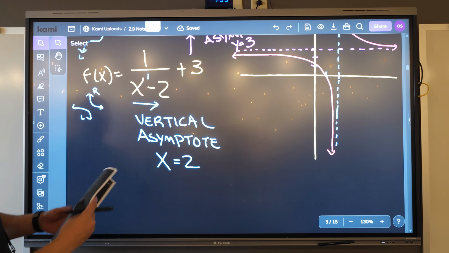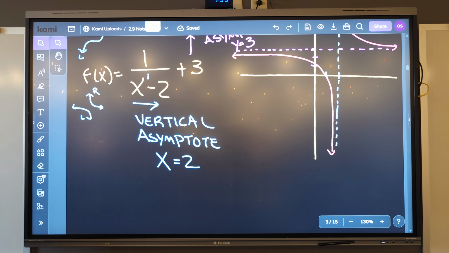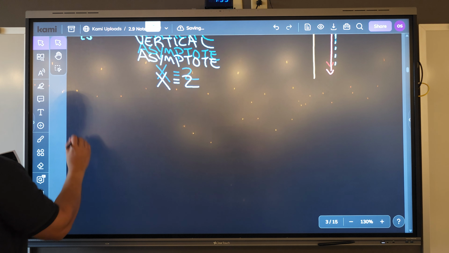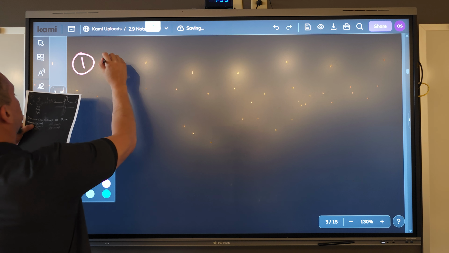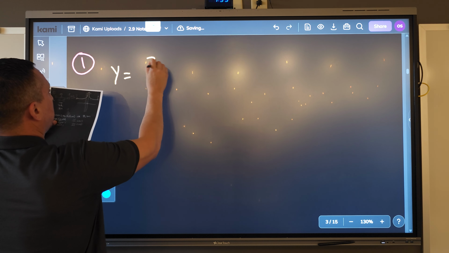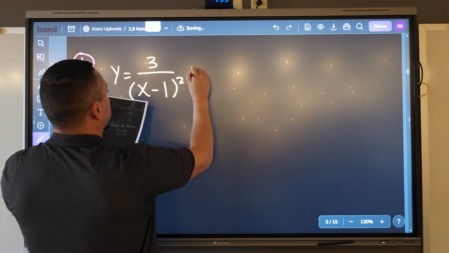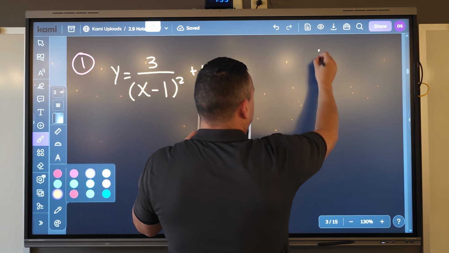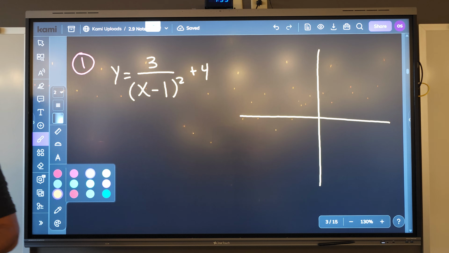Okay, so let me have you sketch one of these. All right, number 1. Let's say I had y equals 3 over x minus 1, squared, plus 4. We're going to sketch this. A close-in sketch now, not just a rough sketch. We're going to get in closer.